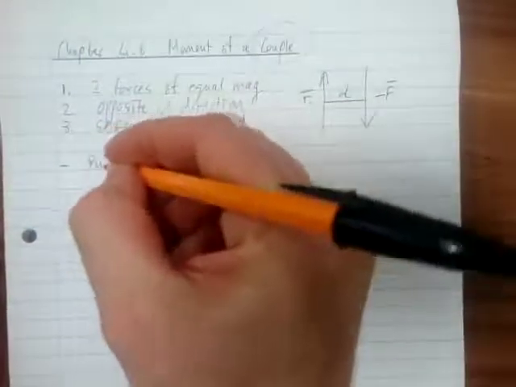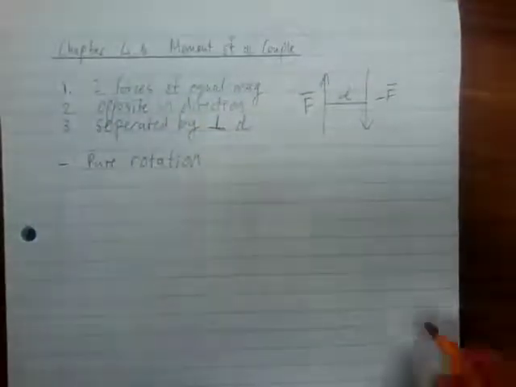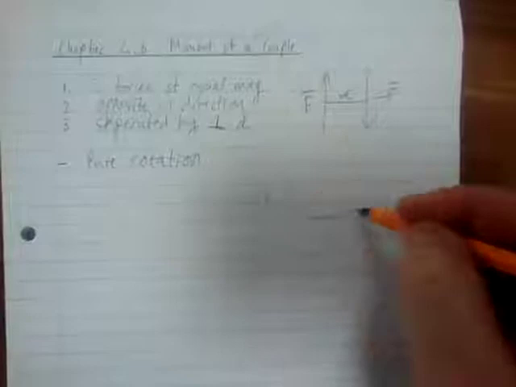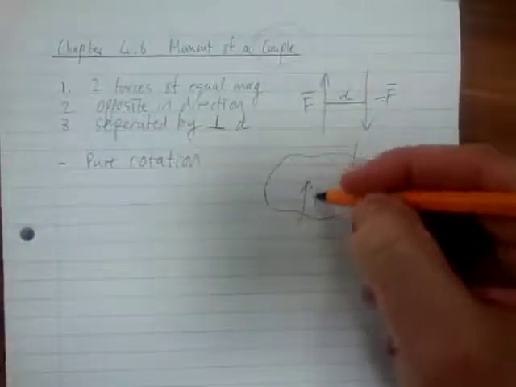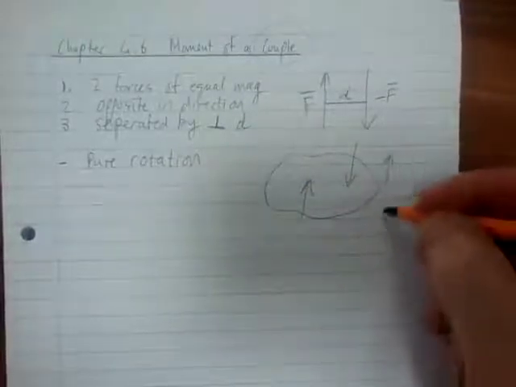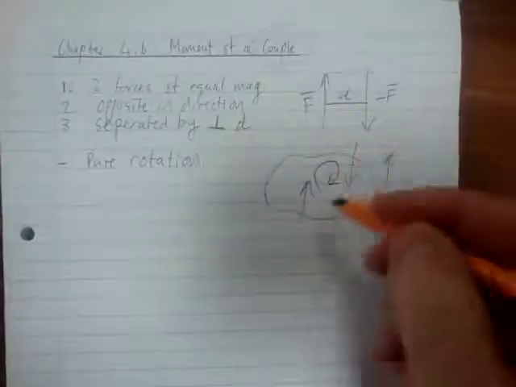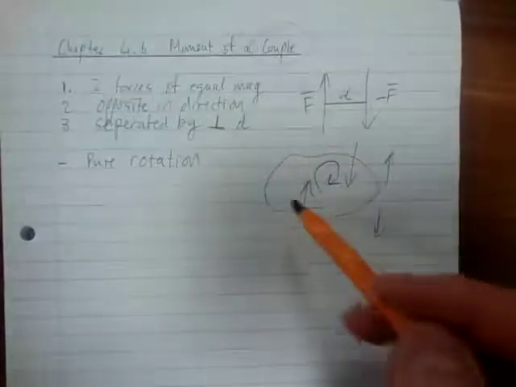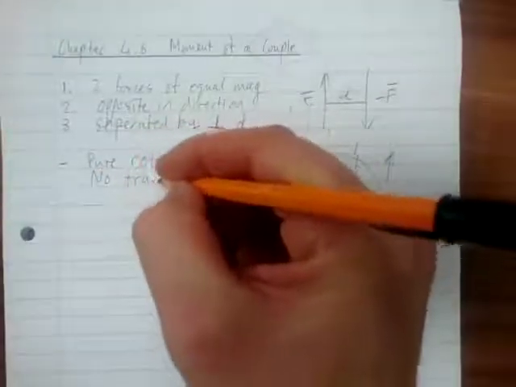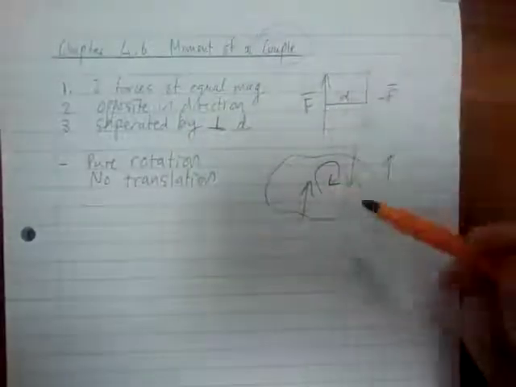Now, the next thing I want to mention is that a couple produces pure rotation. Okay, pure rotation. What do we mean by this? It means that if we've got a body here and there are these two forces F, these two forces do not cause the body to move in that direction. It causes the body to purely rotate. These two forces only cause a rotation of the body. So there's no translation or no tendency for translation, meaning the straight line movement.